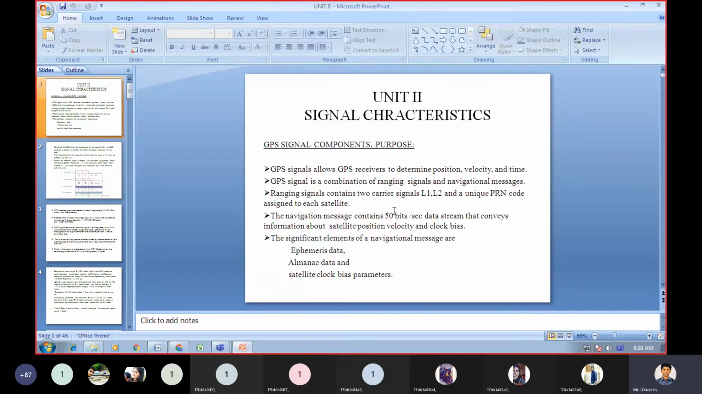The significant elements of a navigational message are ephemeris data, harmonic data and satellite clock bias parameters.